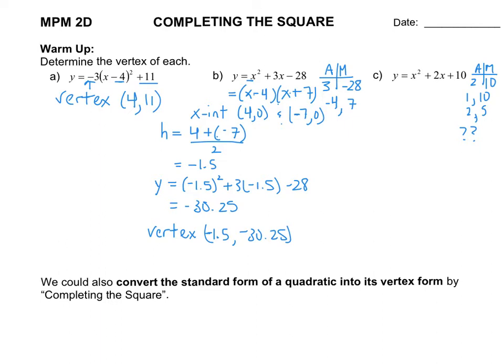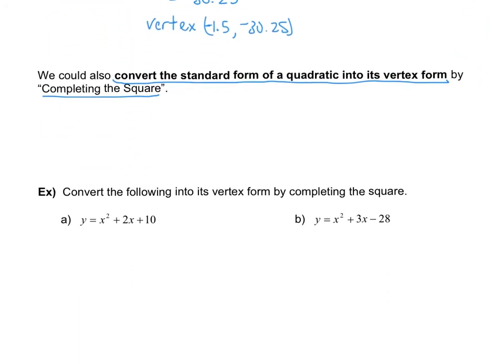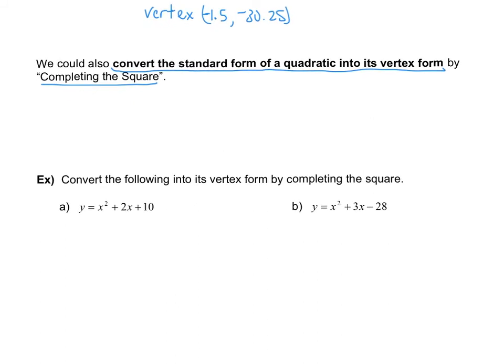Now I could put that into Desmos and then just check it that way. However, we're going to talk about this process called completing the square. Completing the square is used to convert the standard form of a quadratic into its vertex form. So an example like C, the factoring part won't work, so we have to go ahead and use another method to get there. Now we also need to understand what a perfect square is.